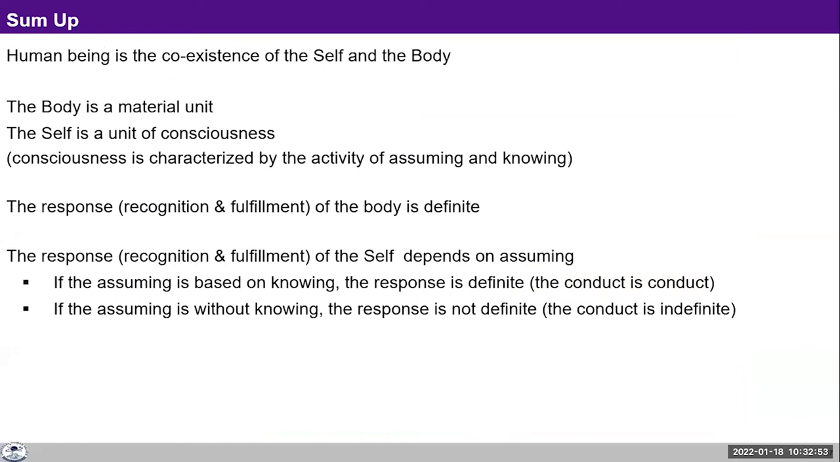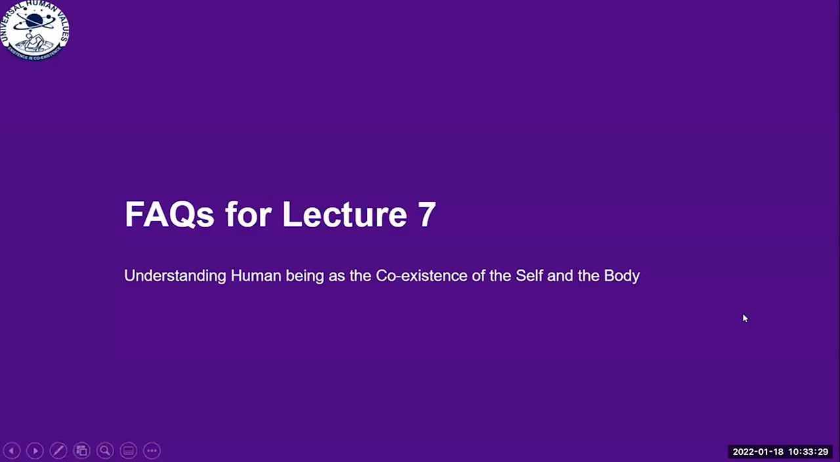Body is a material unit. Self is a unit of consciousness, and it is characterized by the activity of assuming and knowing. It is only in the self. So the response, recognition and fulfillment of the body, is definite, while in the case of the self, it is based upon assumption. With assumption based upon knowing, the response will be definite, conduct will be definite. Assumption without knowing, then the response will not be definite. It will be unpredictable. Conduct is indefinite. That is what is sama.